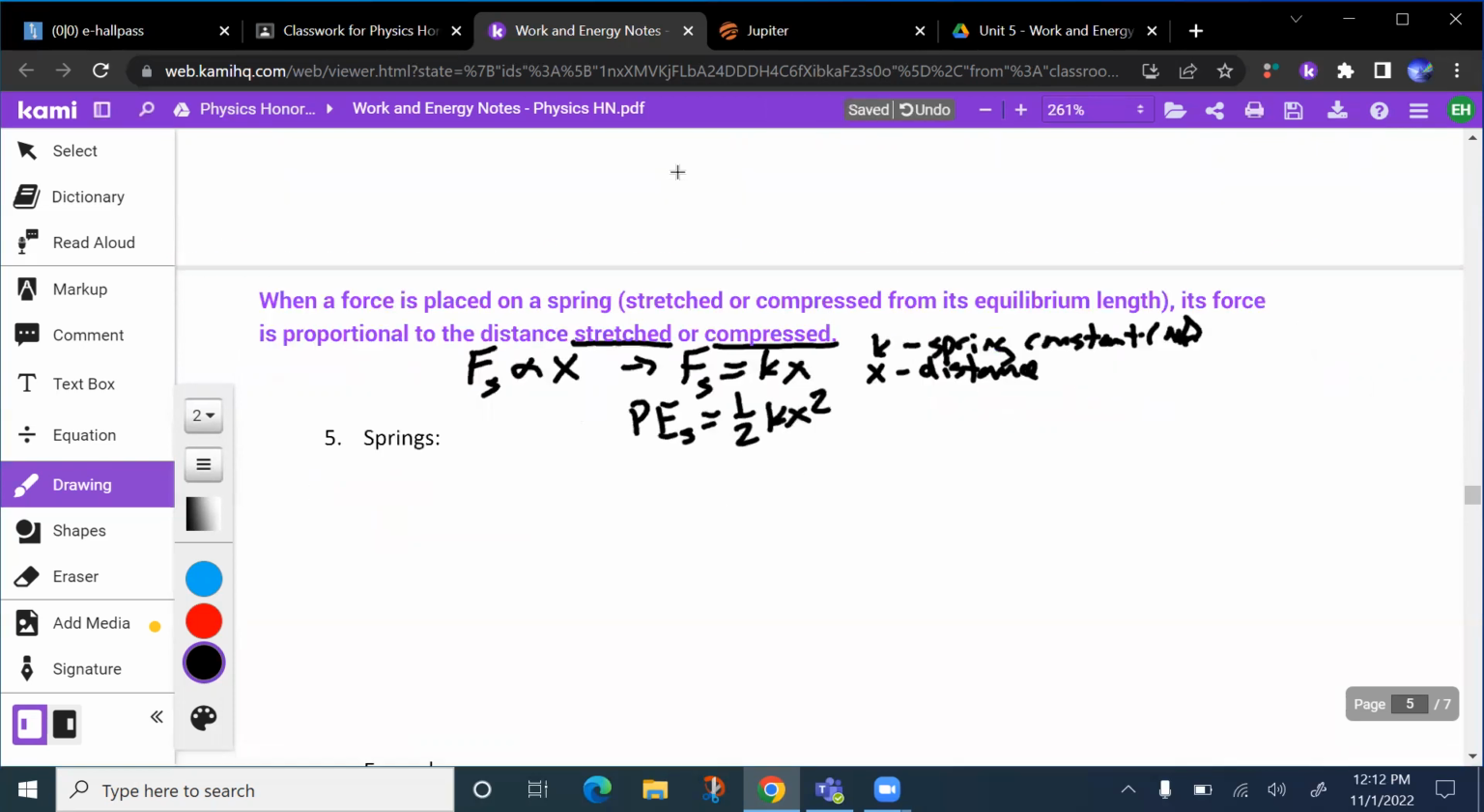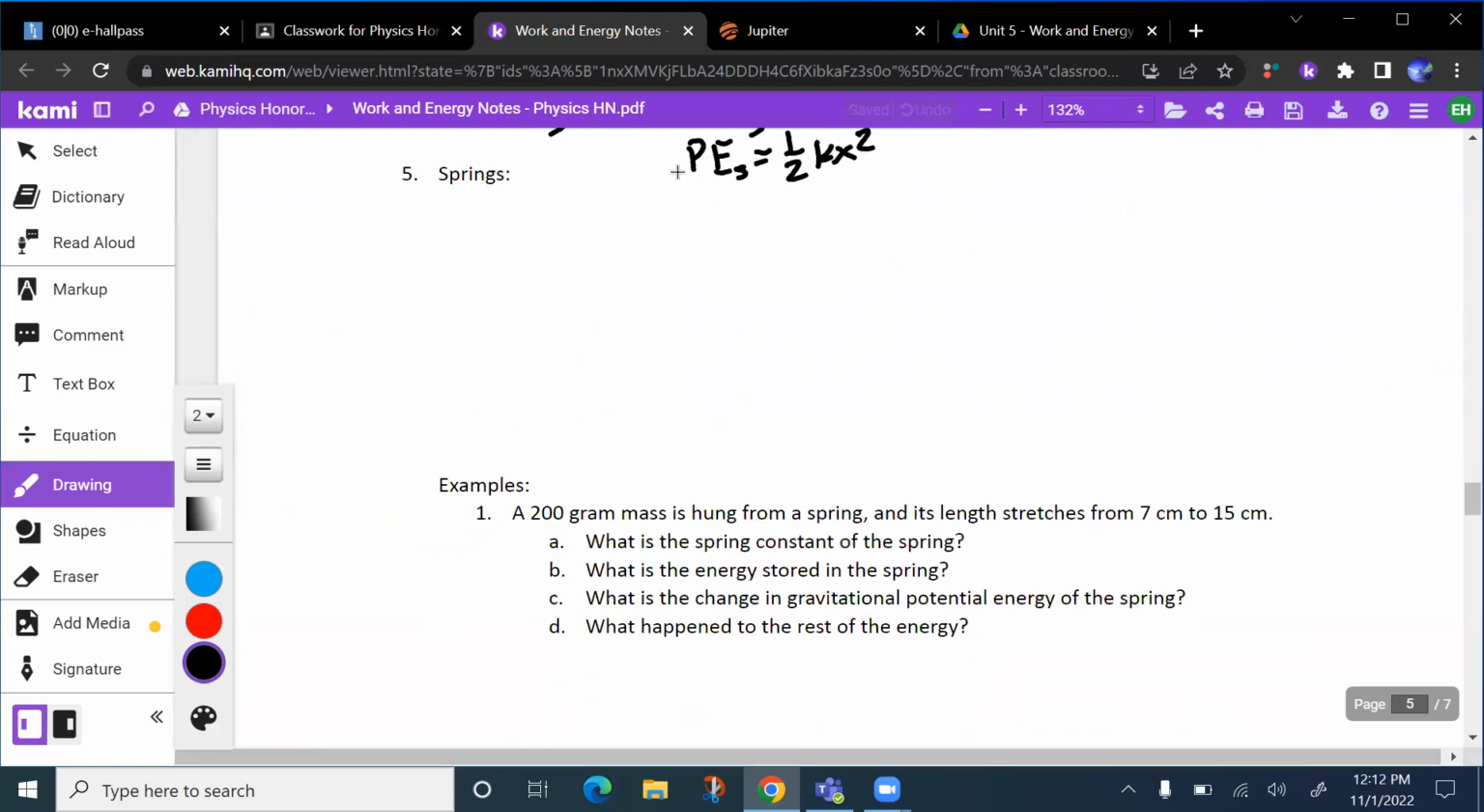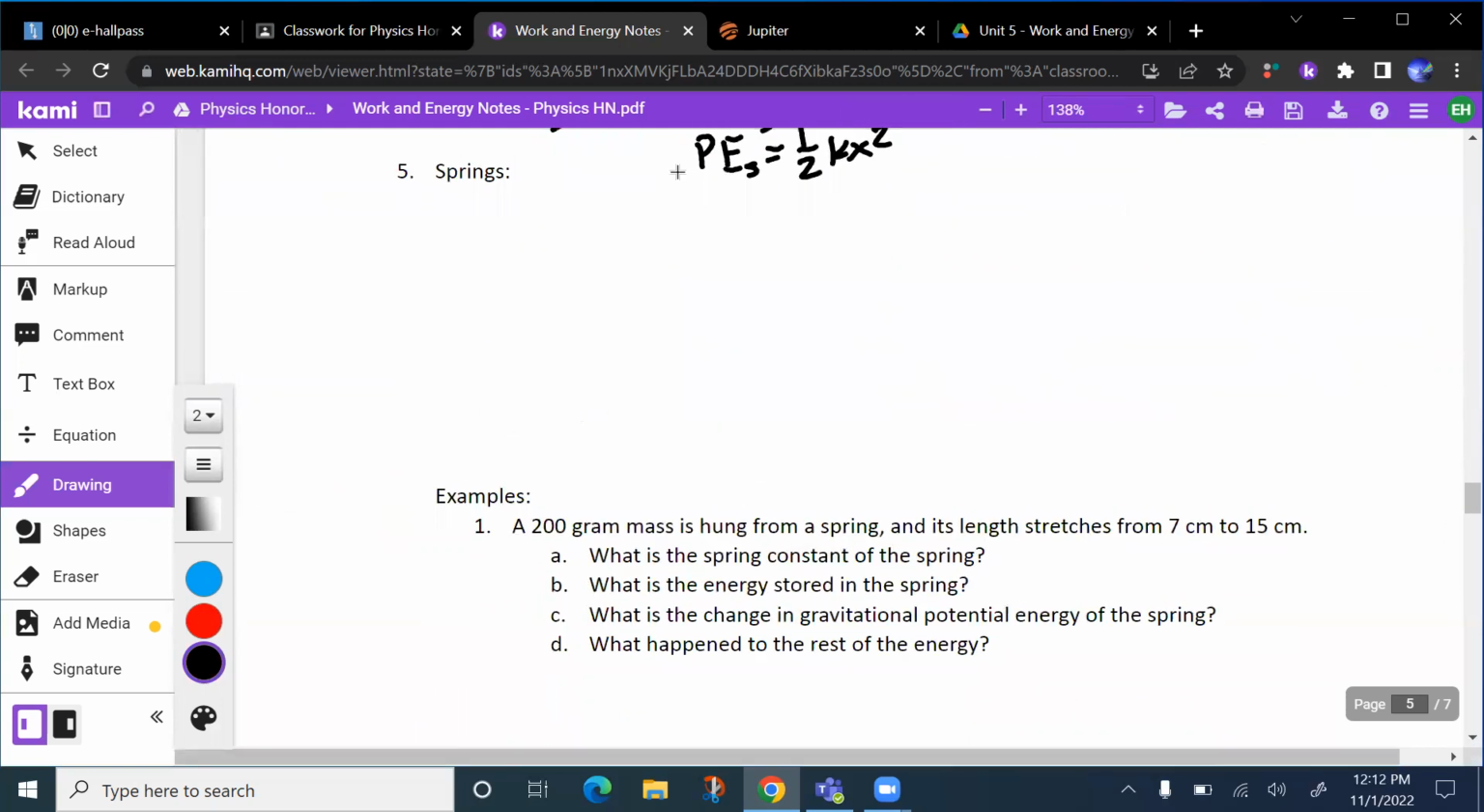So let's take a look at an example down below. Number one, a 200-gram mass is hung from a spring and it stretches from 7 to 15 centimeters. First, what is the spring constant? Then, what is the energy stored in the spring? Then, what is the change in gravitational potential energy of the spring? Then finally, what happens to the rest of the energy? So let's talk about that.